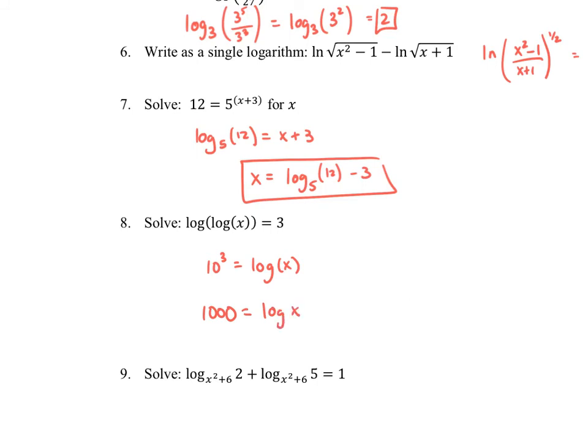And I'm going to turn it into exponential form yet again. So I have 10 to the power of 1,000, which is a very large number, equal to x.